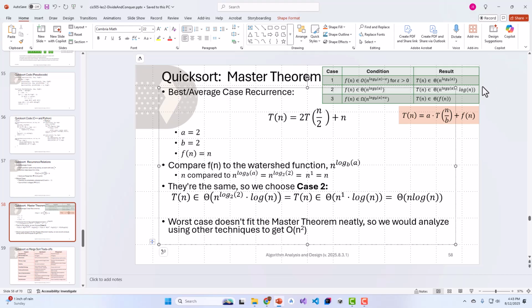So since they're the same, we find the result by applying the watershed multiplied by log of n. So what was our watershed result? It is n. n times log n is n log n, and that is our solution.